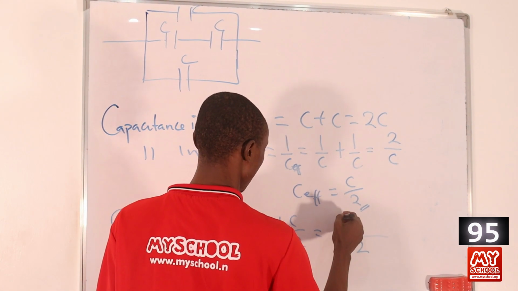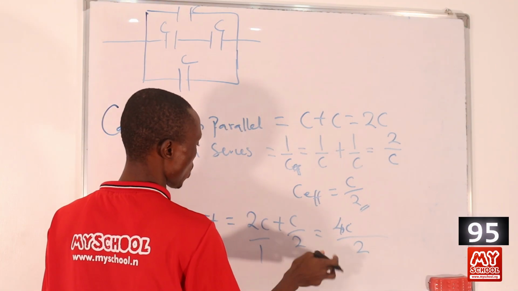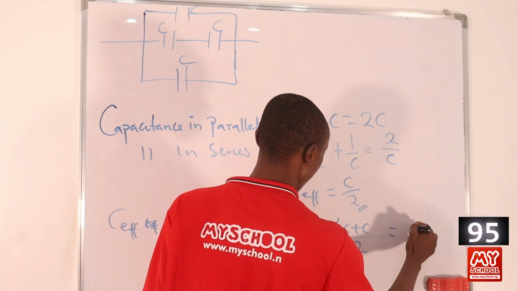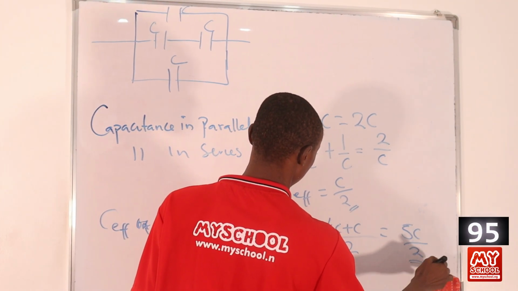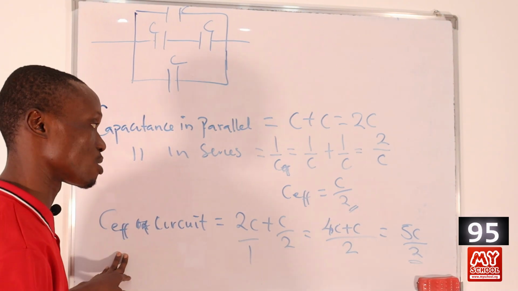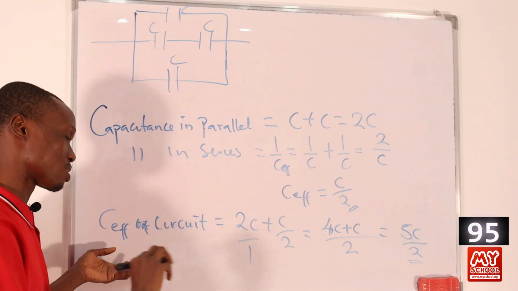And 2 into 2 is 1. 1 times C is plus C. So in this case, we'll have 5C divided by 2. The effective capacitance of the circuit is equal to 5C over 2, or you can say 5 over 2 times C. So it's still the same thing.